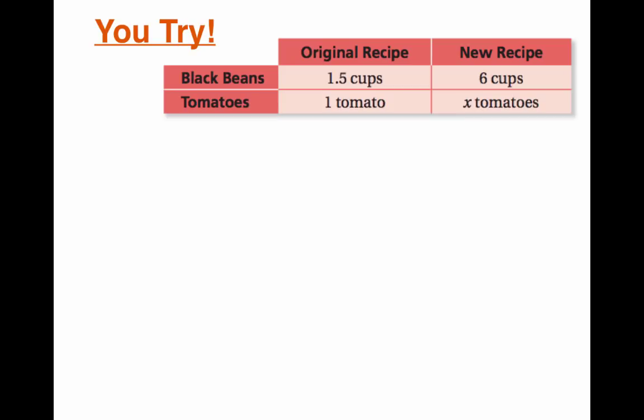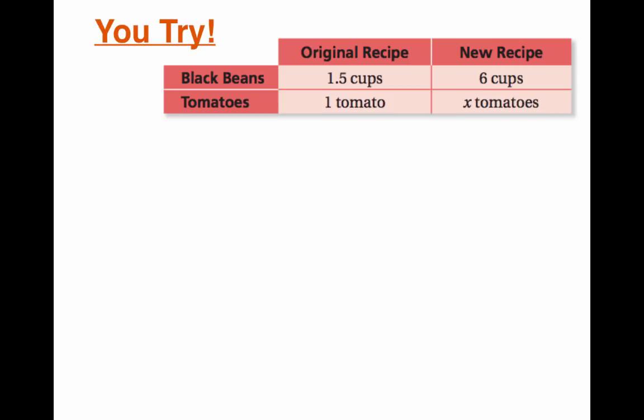Okay, you're going to try. I'm going to give you a problem here. So here is your new table. You are cooking with black beans and tomatoes, and you've got a recipe. Now, the original recipe says 1.5 cups of black beans for every 1 tomato. But you're making a new recipe. You're going to use 6 cups of black beans. How many tomatoes are you going to need? That's your X. That's your unknown. At this point, hit the pause button on your device and see if you can solve for how many tomatoes.